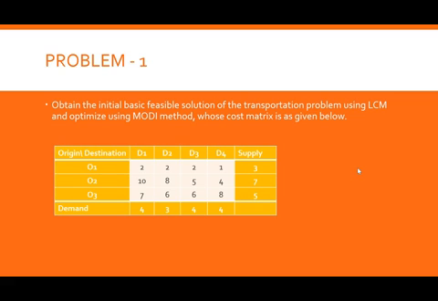The problem that we consider for today is: obtain the IBFS of the transportation problem using LCM and optimize using Modi method, whose cost matrix is given below. Because the decision variable is cost, it is a minimization case. And the next thing that we are supposed to do is check whether it is balanced or not.